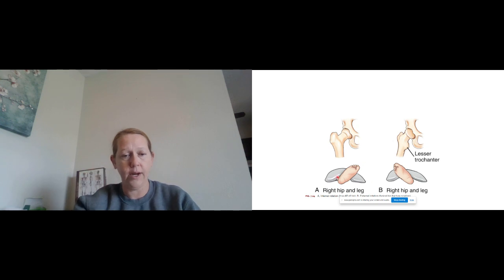Okay, so this is the right hip and leg. This is an internal rotation of a true AP of the hip. All right, the greater trochanter is out, and you don't see the lesser trochanter. But when your right foot is out, externally rotated, then you can see the lesser trochanter, both of them. So we know that you didn't put your foot in the right position if we see the lesser trochanters.